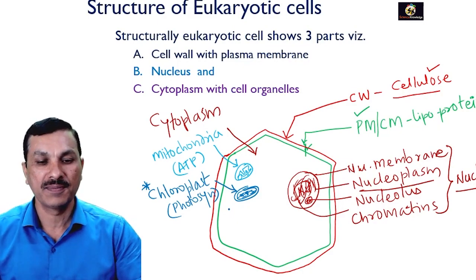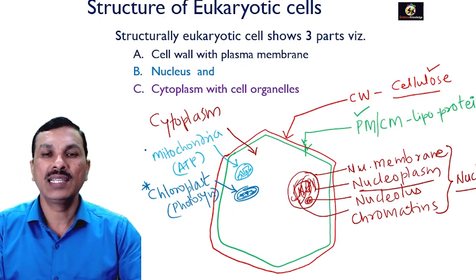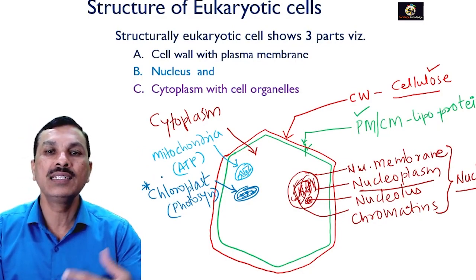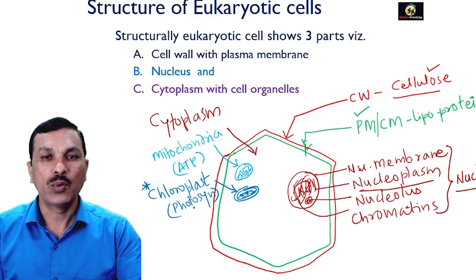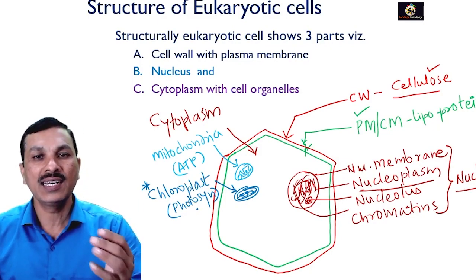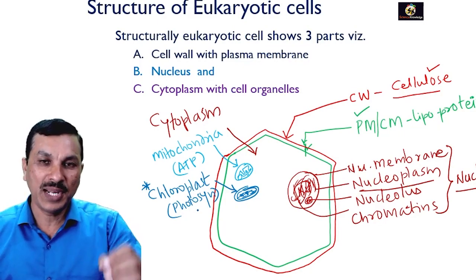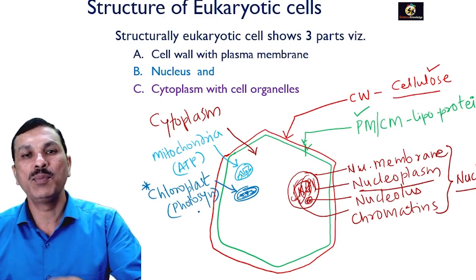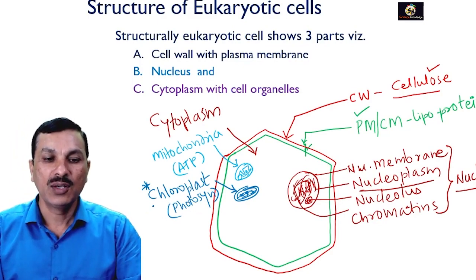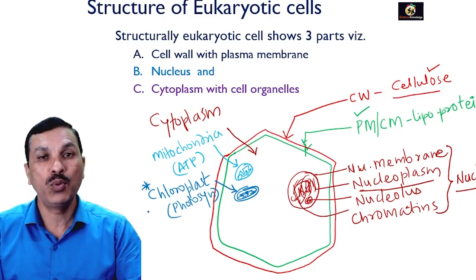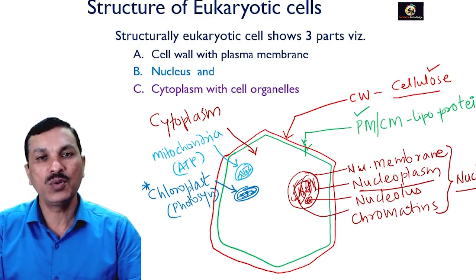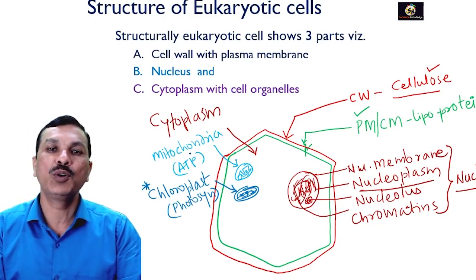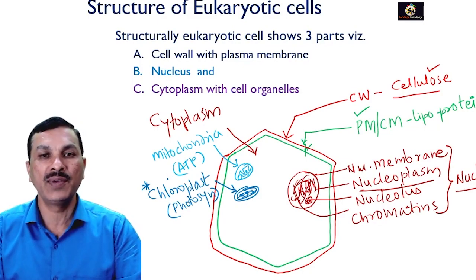They are autotrophic. These two cell organelles, mitochondria and chloroplast, are involved in the energy transformation process. Chloroplast harvests solar energy and converts it into chemical energy, whereas mitochondria convert the chemical energy into ATP molecules. So chloroplast produces ATP by photophosphorylation, whereas mitochondria produce ATP by oxidative phosphorylation. So these two cell organelles are very important.